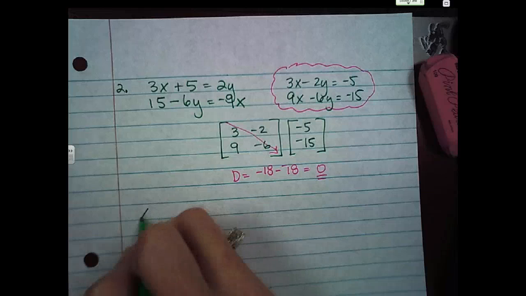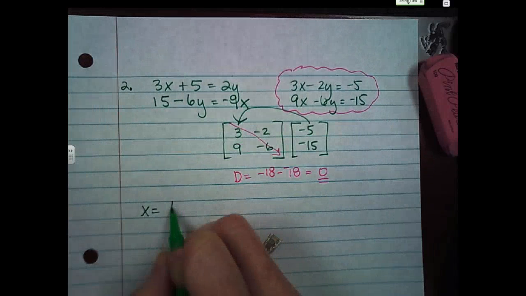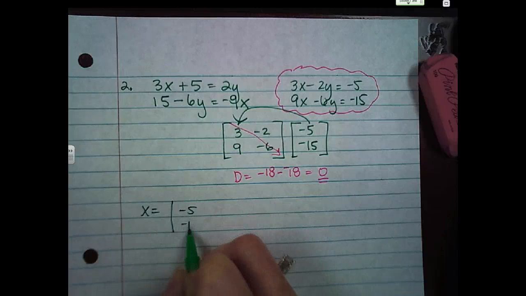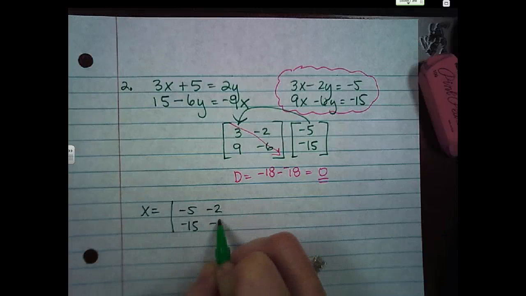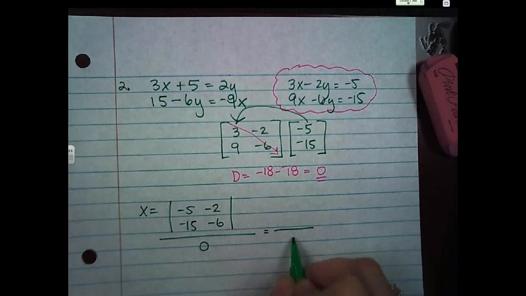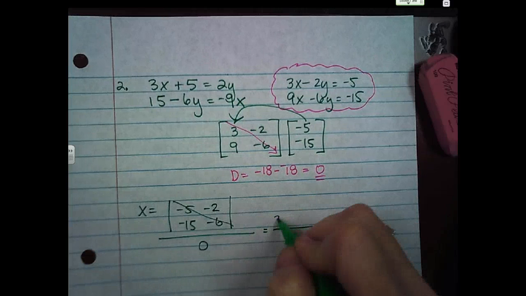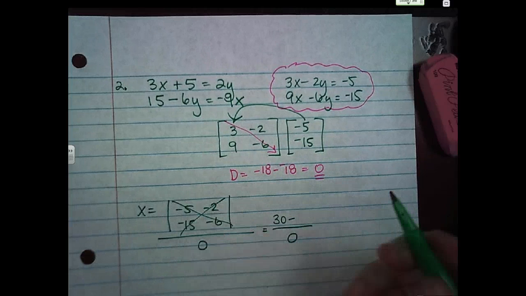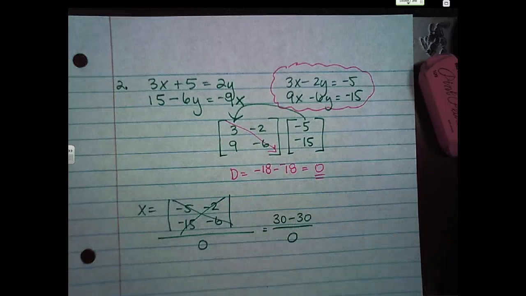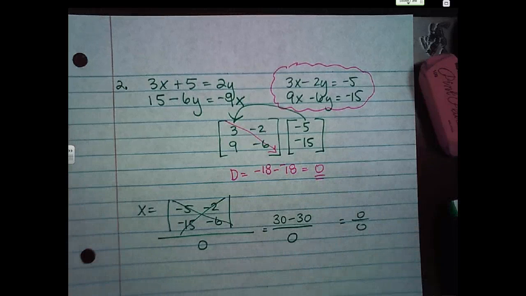So let's find x. Remember, we change these over. So we're gonna have negative 5, negative 15, negative 2, and negative 6, and we divide it by 0. So if you do the math there, it's gonna be 30 minus 30. Is that 0? Yeah, it's 0. 0 over 0, so we can stop automatically.